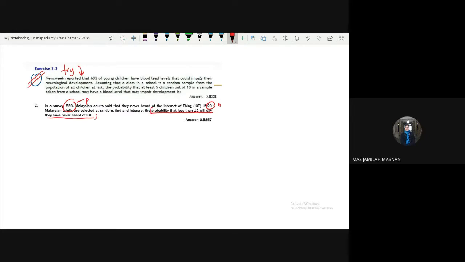So in this case, X will be the number of Malaysian adults who have never heard of IoT. And definitely X is binomially distributed with 20 trials and probability of success 0.55.